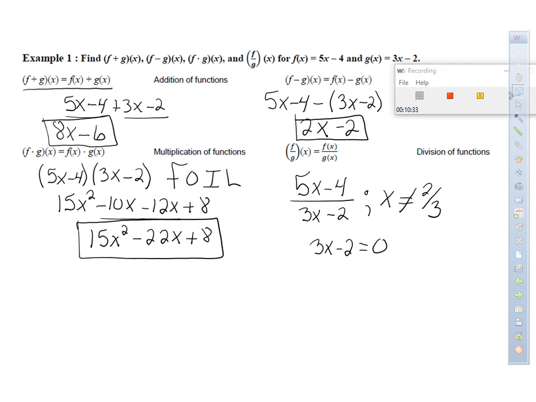So moral of the story so far. When we divide, we're going to have to tell what number or numbers cannot be used. If there's a squared that shows up, we're going to have to factor. No squared, then just set it equal to 0. Okay? I've only got a few more here to do with you.